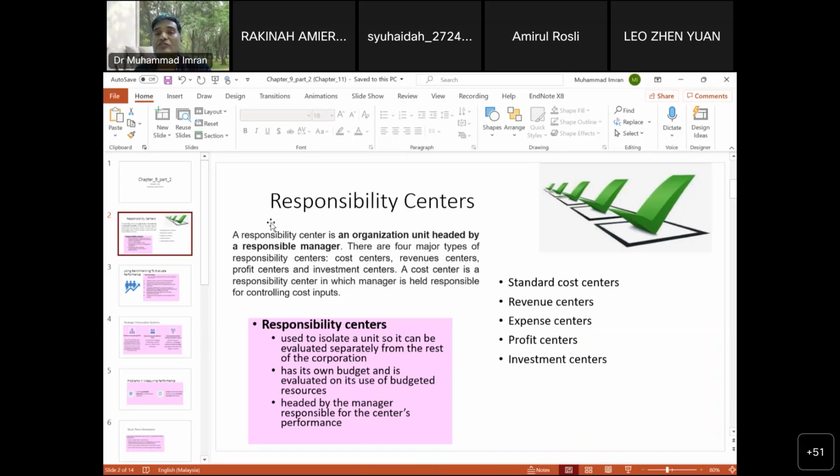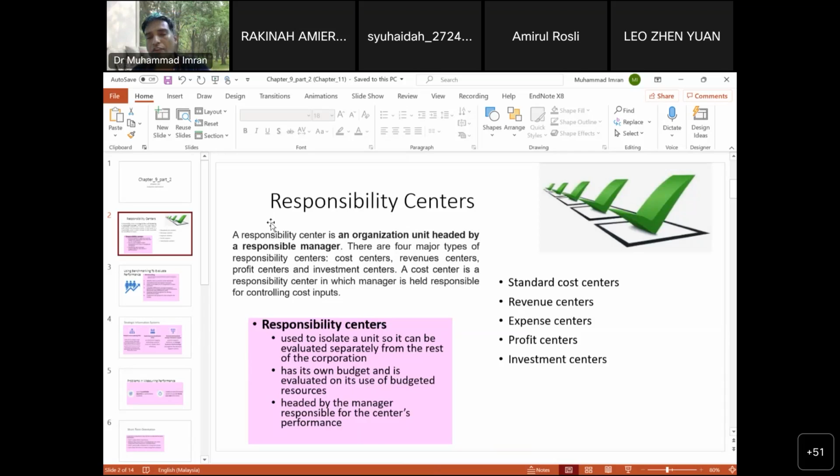Like strategic business units, one of the units has its own budget and is evaluated on its use of the budget. With respect to universities, in UUM we have different schools, right? So every school has its own budget, its own management body, and its own evaluation system. So it is easy to measure their performance, and easy to control the small unit. That is why they are divided into centers and different departments, headed by the manager responsible for the center's performance.